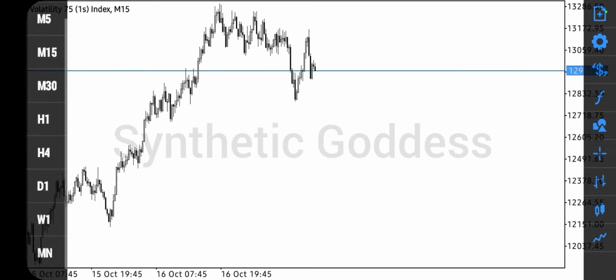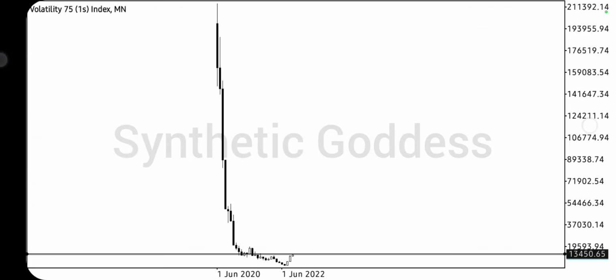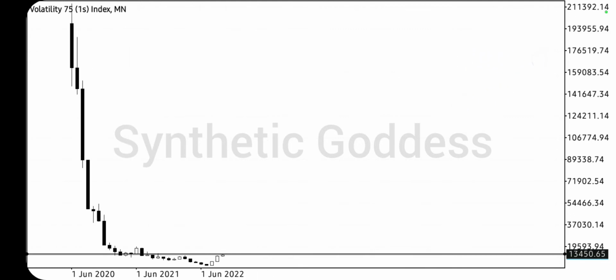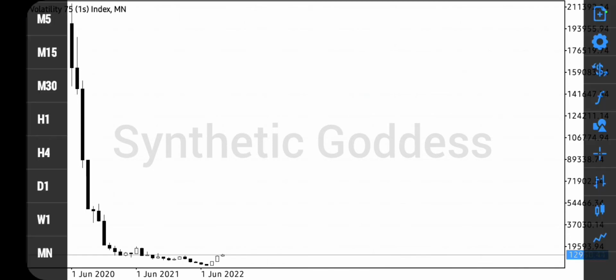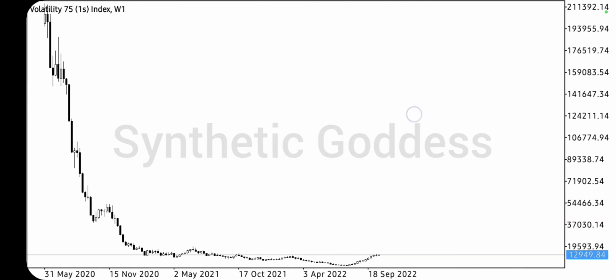I'm going to be analyzing the Volatility 75 (1s) index. I'm going to start from the monthly time frame, as is our usual culture. On this monthly time frame, I'm not really getting much information, so I will just dive into my weekly time frame to see what is happening.